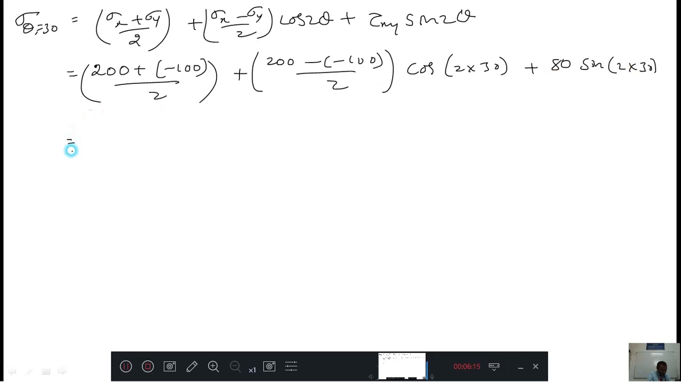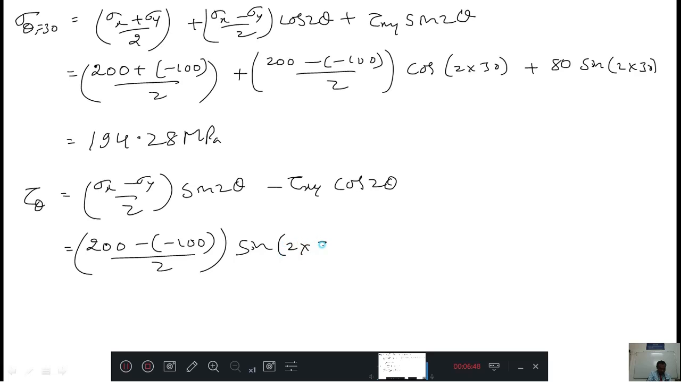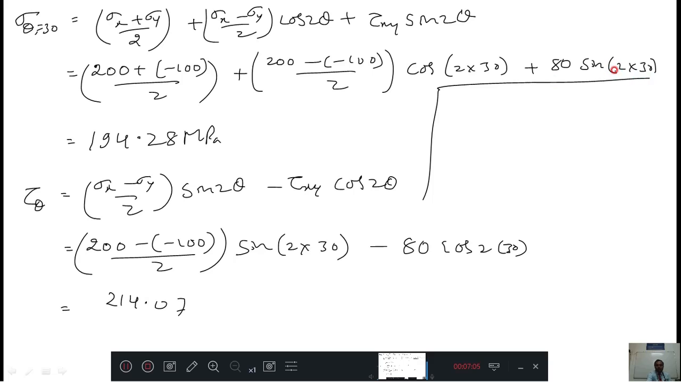The answer you will get is 194.28 MPa. Check it. Then tau theta equals sigma x minus sigma y by 2 sin 2 theta minus tau xy cos 2 theta. Then here again, 200 minus of minus 100 divided by 2 into sin 2 into 30, minus 80 cos 2 into 30. The answer you are going to get is 214.07. Okay, but the very important thing here is, go back to the question.